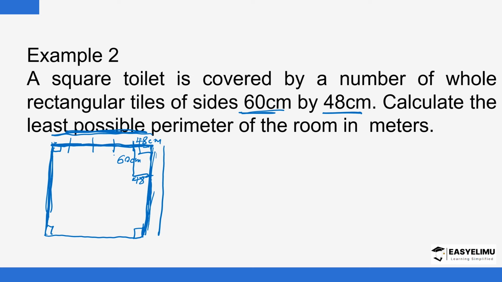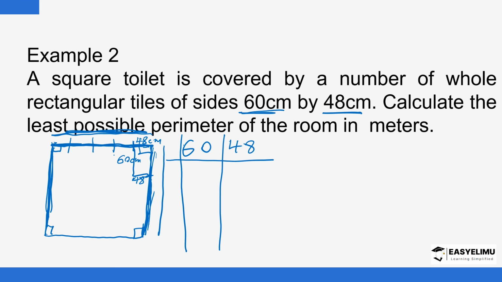That is now LCM. So saying the least possible perimeter, what is the least possible number that can be divisible by both 48 and 60? That will be the length of this room. And this room being square in shape, you should be able to find its perimeter without much struggle. So let's find the LCM of 60 and 48. Again, we've discussed previously how you find the LCM, so you can also check from our previous videos how you do that.